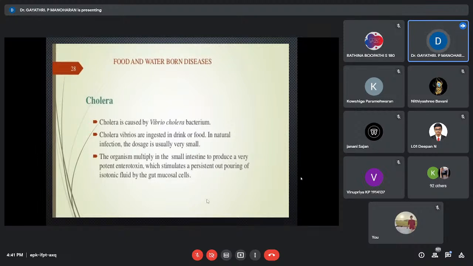Cholera vibrios are ingested in drink or food. In natural infection the dosage is very very small. Even a single 2 3 4 or 5 bacteria is enough to get a cholera infection. The organisms multiply in the small intestine and produce very potent enterotoxin. Like Shigella, it also causes a toxin called enterotoxin, which stimulates a persistent outpouring of isotonic fluid by gut mucosal cells.